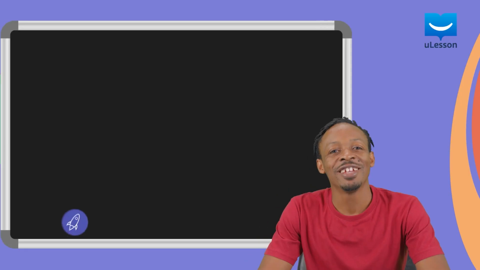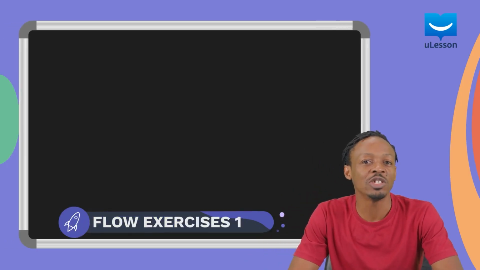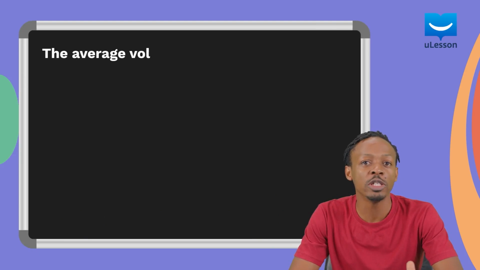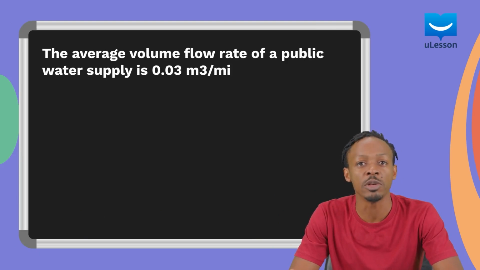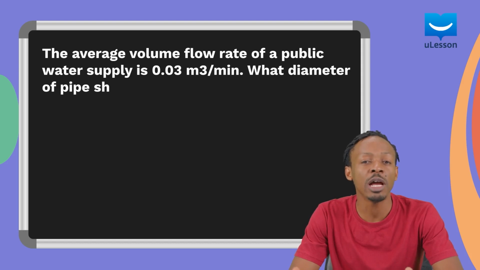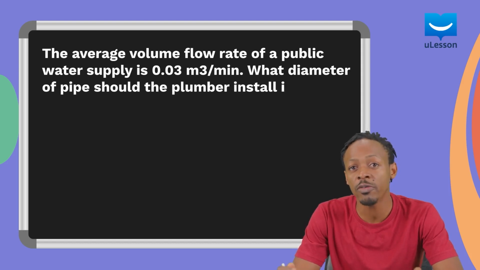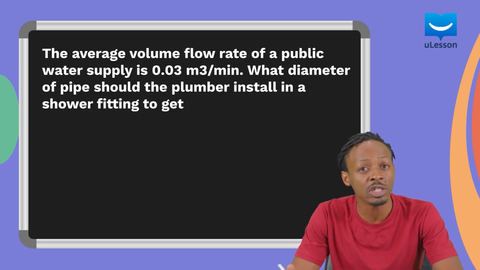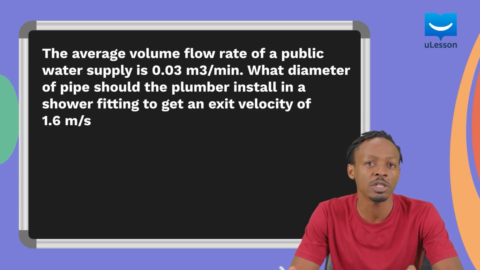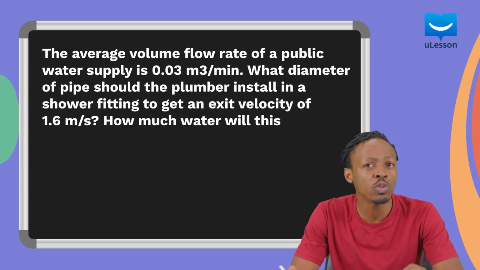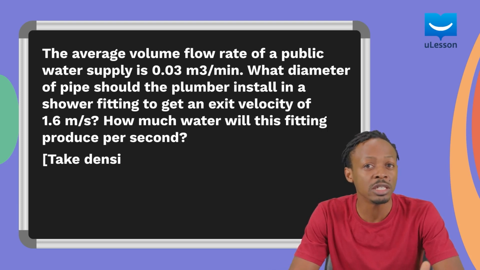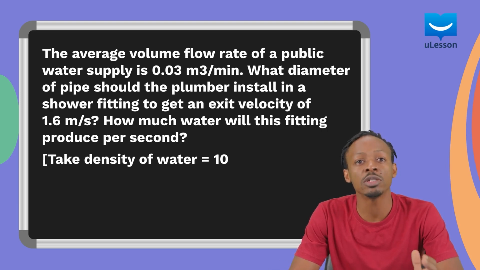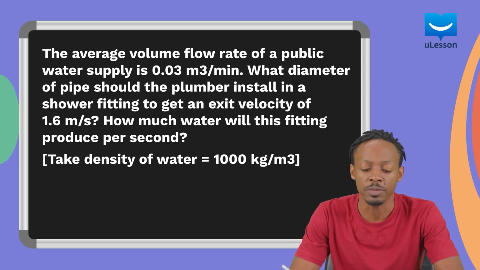Hi guys, let's solve a quick question on the continuity equation. The question is: the average volume flow rate of a public water supply is 0.03 cubic meters per minute. What diameter of pipe should a plumber install in a shower fitting to get an exit velocity of 1.6 meters per second? And how much water will this fitting produce per second? Take the density of water to be 1000 kilograms per cubic meter.